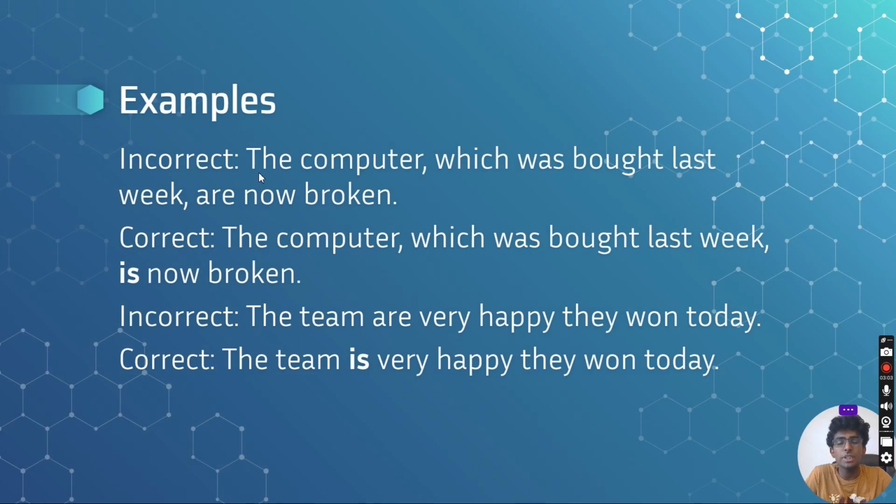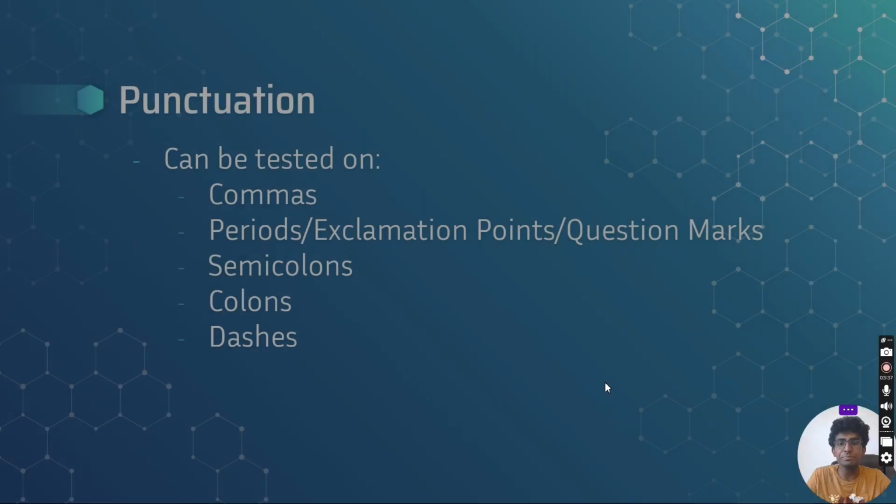For example, "The computer, which was bought last week, are now broken." So the computer is our subject and are is our verb. Obviously that doesn't agree. So we change are to is. The computer is now broken, not the computer are now broken. When you're doing number agreement questions, you can ignore this prepositional information and just focus on the subject and the verb. Another example, "The team are very happy they won today." Okay, team and are, what we were talking about with collective nouns, it needs to be singular. So it'd be "The team is very happy they won today."